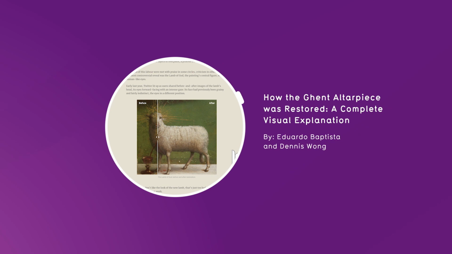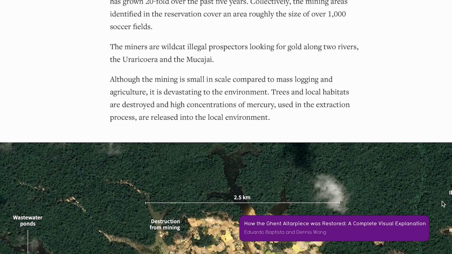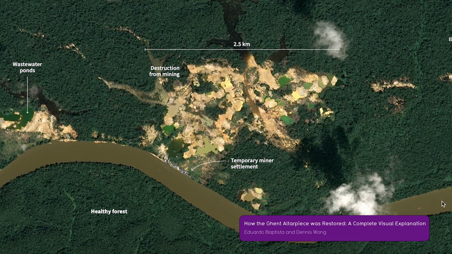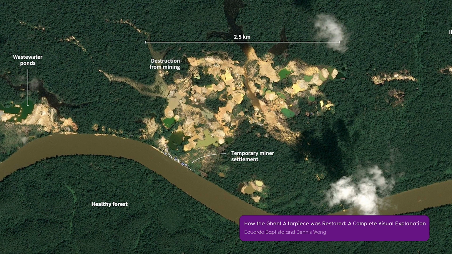How the Ghent altarpiece was restored. A complete visual explanation by Eduardo Baptista and Dennis Wong. This story is about the most recent restoration of Hubert and Jan van Eyck's Adoration of the Mystic Lamb, also known as the Ghent altarpiece.